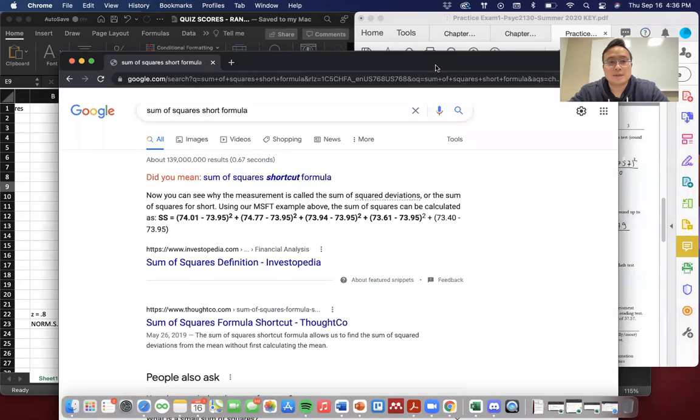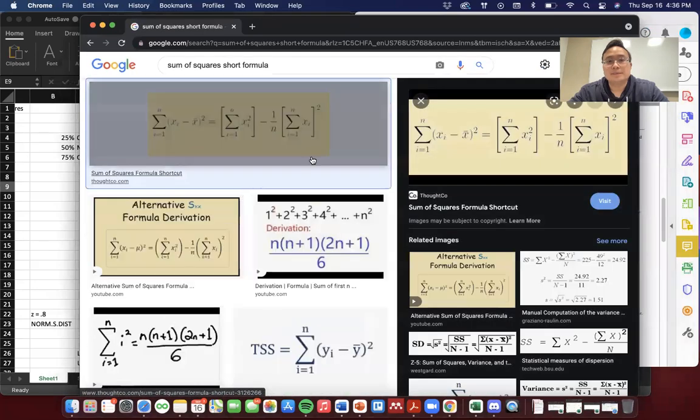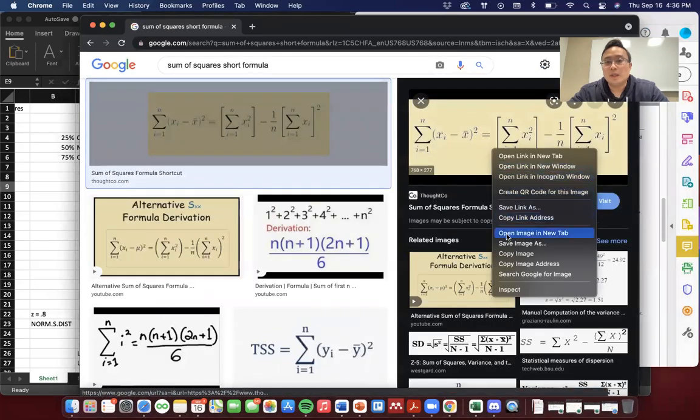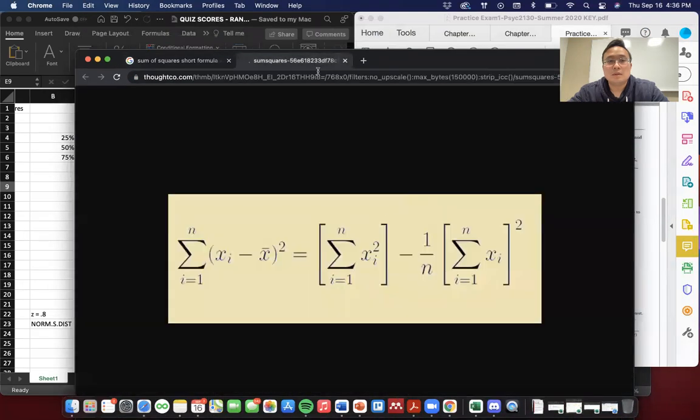I know there's two formulas for this. This is the formula. So you can either do it with this method or you can do it with this method. This method is easier, but you can do it with this method.